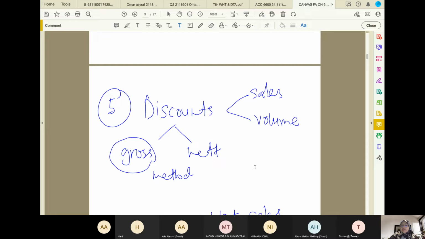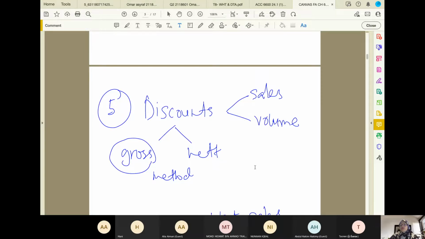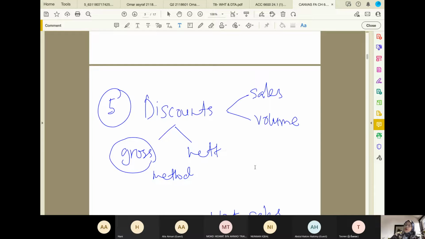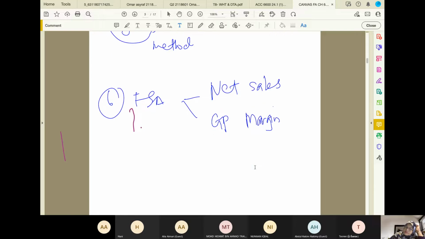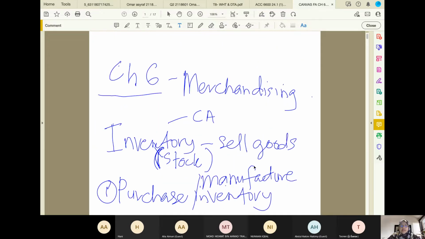And we also have, under merchandising, what we call discounts. We can have a sales discount or volume discount. In order to encourage sales, a company normally gives discounts. In other words, if you purchase a lot more, then I give you more discounts. Or if you can settle the amount due within a shorter period of time, I can give you a discount. So all this is to encourage more sales and to encourage settlement of amounts due. All right, so that is chapter 6.